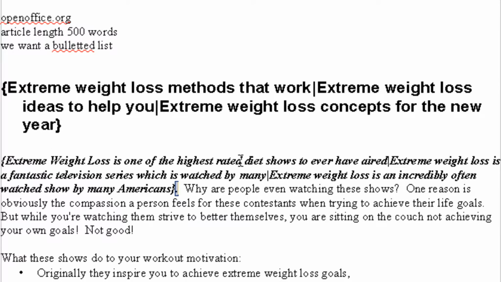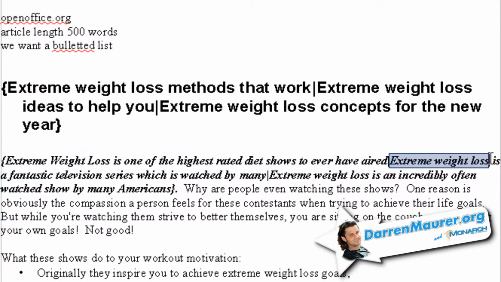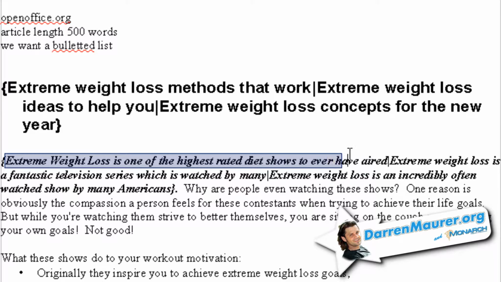Now, what we're doing here is these 3 sentences, we did a couple of things. One, we made sure that our keyword, because it was in the original sentence, appears again in each one of the alternate versions of the original sentence. So our keyword density is good. The second element is we read this. Extreme weight loss is one of the highest rated shows to ever have aired. So then we go into the next sentence because it has to make sense. So why are people even watching these shows?